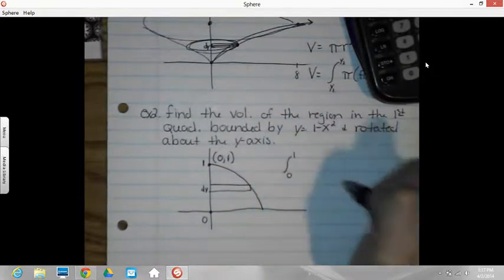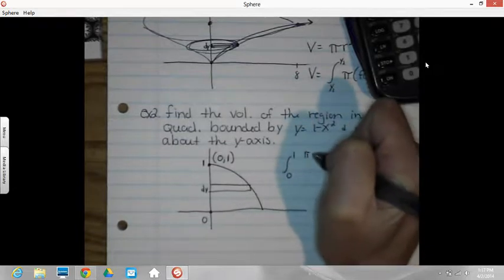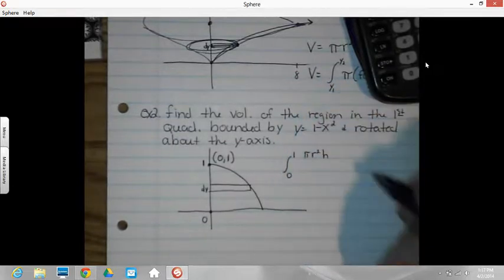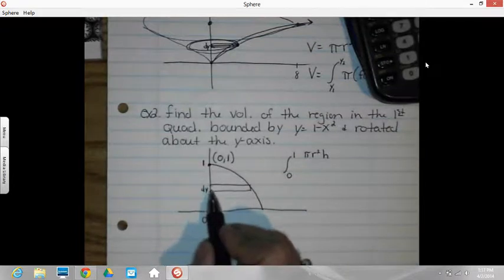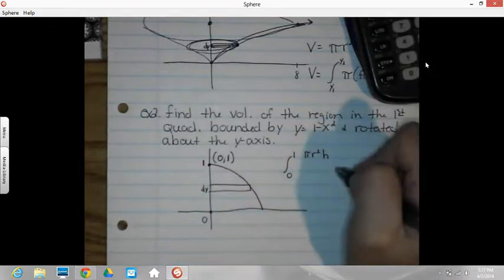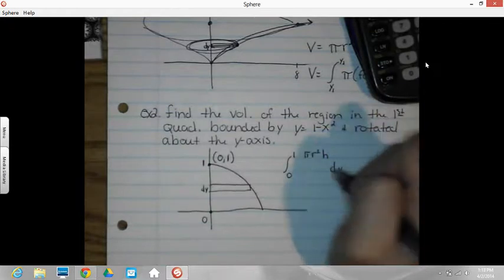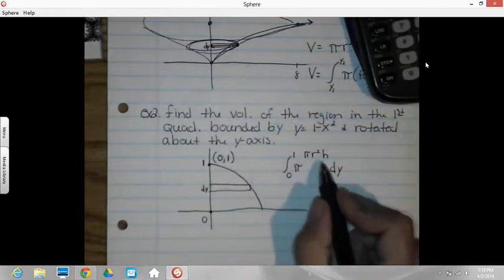I want pi r squared h. The h is this distance here. It's a dy. I've got the pi. What I need is my radius, but in terms of y.